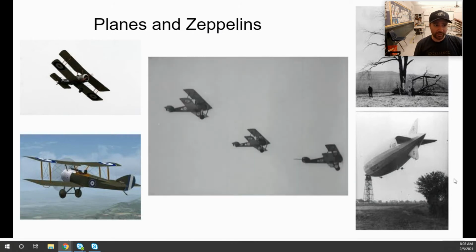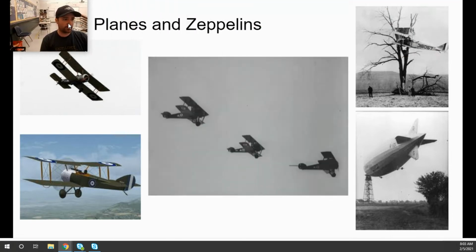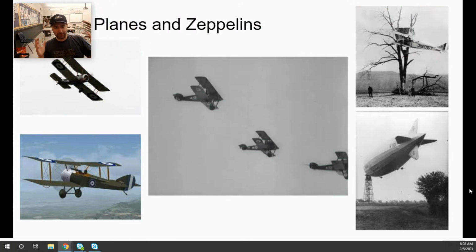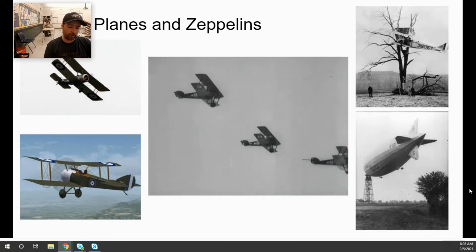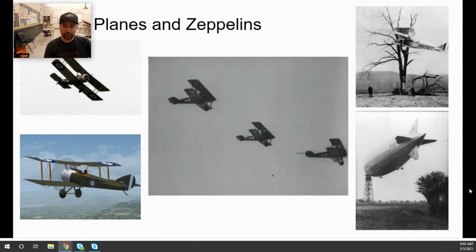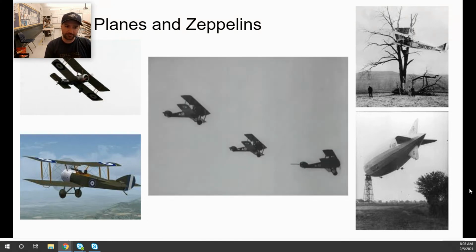You also have planes and zeppelins that are used in this. I'm going to move myself because this is quite a humorous picture. Yeah, the planes themselves were a relatively new technology. The planes were invented by the Wright brothers in Kitty Hawk, North Carolina in 1903. And this is the first war that they would be used in.